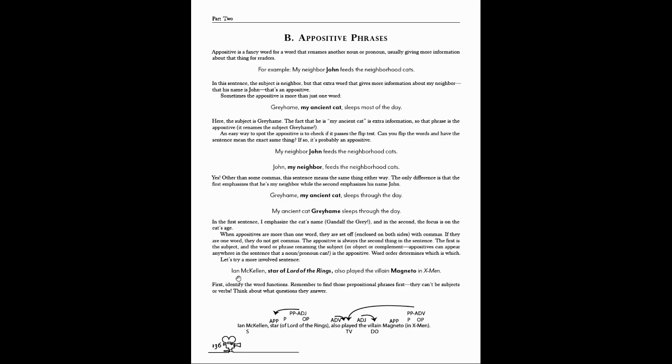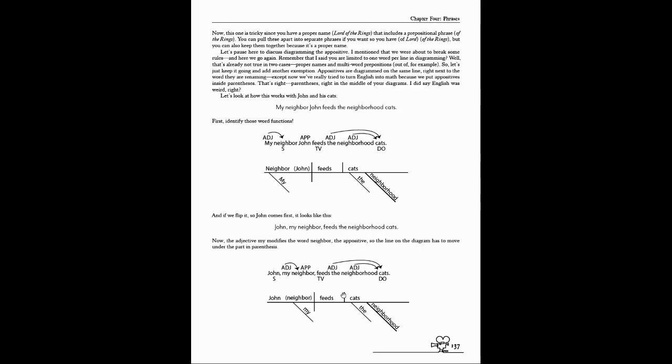But if we keep going, you can have multiple appositives in the same sentence, like Ian McKellen, star of Lord of the Rings. So star is the appositive, renaming Ian McKellen here. He also played the villain Magneto. So villain is the direct object, but villain is being renamed Magneto. So Magneto is the appositive. And you can have an appositive phrase, or you could just have an appositive. Actually, in this case, of Lord of the Rings is a prepositional phrase. So really, this is just star. So we have just a one word appositive. Whereas up here, my ancient cat, that would be an appositive phrase because it's more than one word and it's not a prepositional phrase.